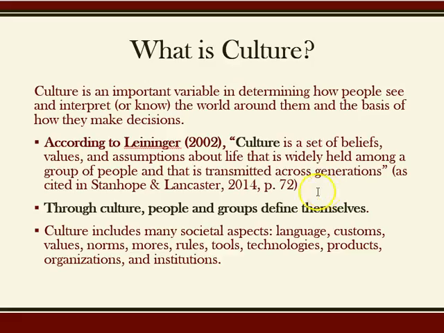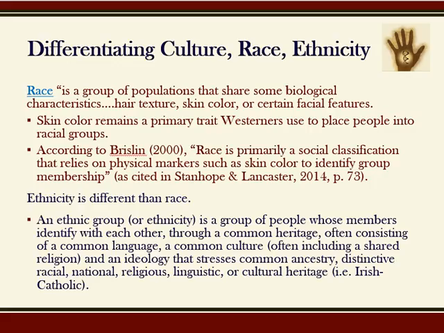So let's recap a bit. Culture is a set of beliefs, values, and assumptions about life that is widely held among groups of people. Race is a classification based on biological characteristics such as hair, skin, and facial features.